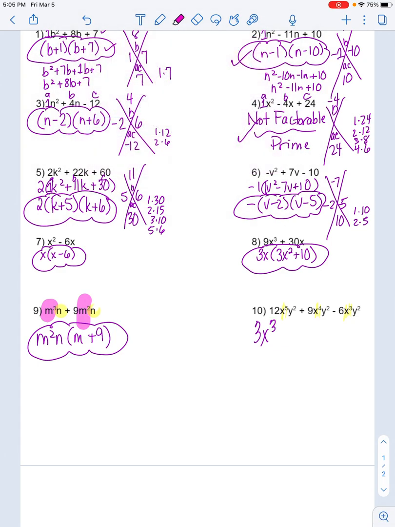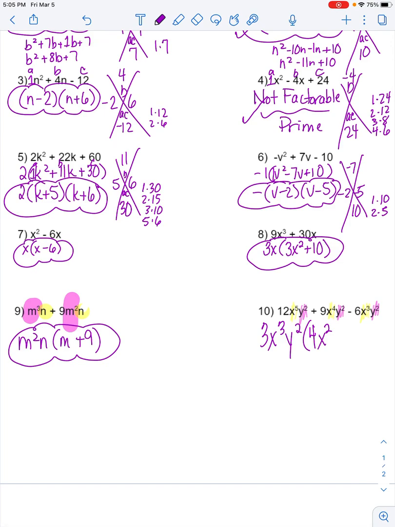Next, let's look at our y's. I have 2 y's here, 2 y's here, and 2 y's here, so I can factor out 2 y's. Now let's see what we're left with. So 12 divided by 3 is 4. X to the fifth, take 3 of them out, you're left with 2, and we factored out all the y's.